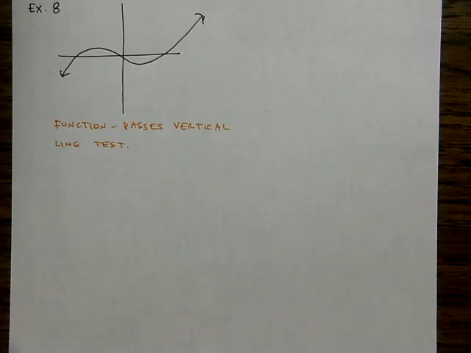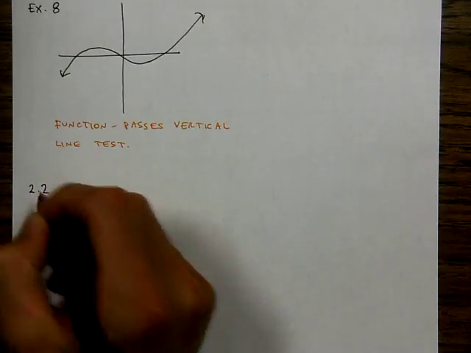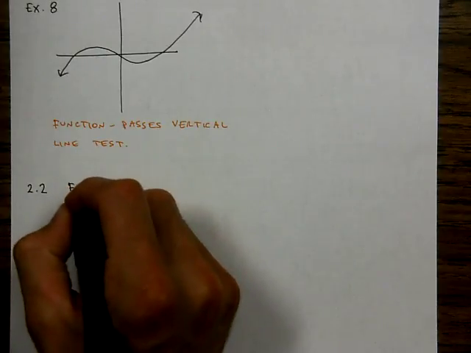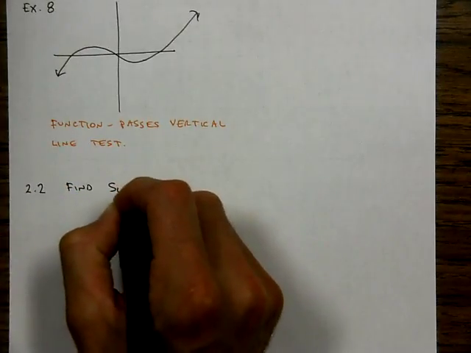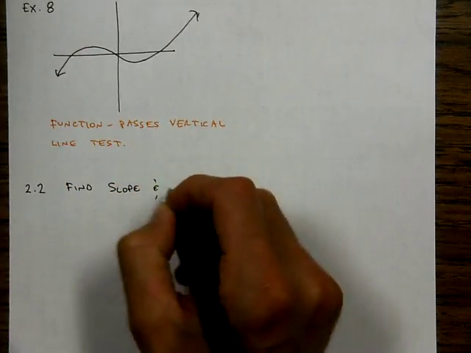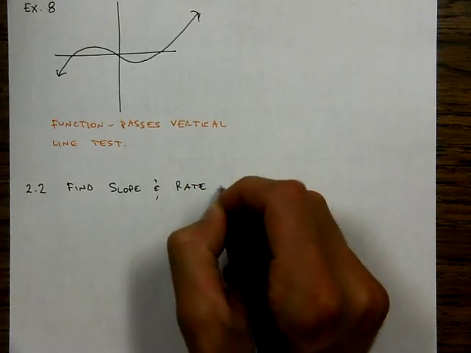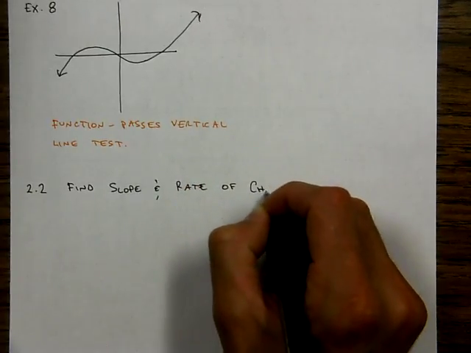All right, so that's it for functions. Now we're going to move on to 2.2, which is to find slope and rate of change.